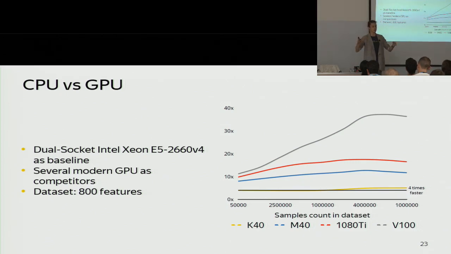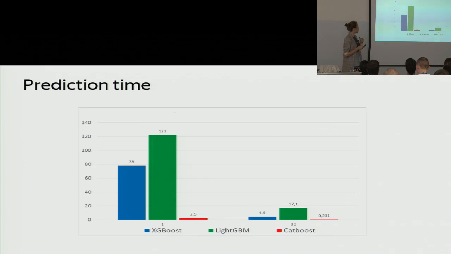The larger the dataset, the more the speed up. And on the newest generations of GPUs, you will get a speed up of 40-50 times, which is a lot. So you can use that. Even on older GPUs, even on K40, you have a 4 times speed up. But that is true only for CatBoost, not for other libraries. Now, about prediction time. We are 30 to 60 times faster during prediction than other libraries, which is also a good thing.